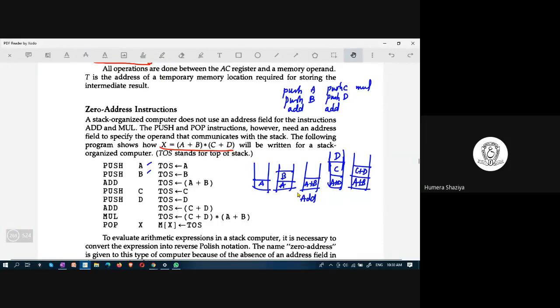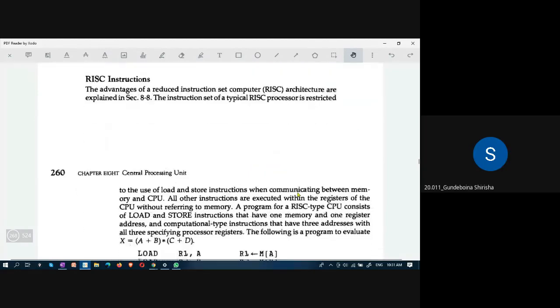Then mul means what? Now there are these two operands. It pops C plus D and A plus B, performs the multiplication and stores the result in the stack. Now there are no more operations to be performed, no more variables or operands. Therefore, you just pop the result and store it in memory. X denotes memory address. So pop X means M of X is equal to whatever is there on the TOS, the top of stack. So top of stack now contains this. Understand, students? Zero address instruction. Yes, ma'am.